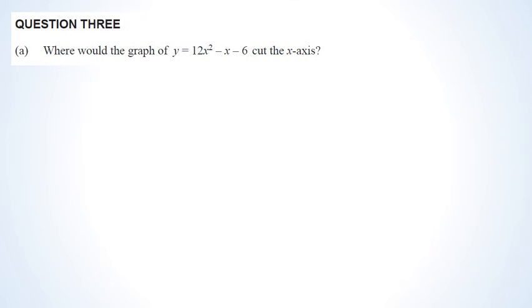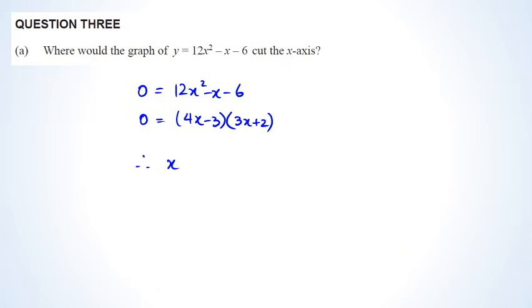Question 3a is asking you, where would the graph cut the x-axis? So all you're really doing is putting 0 equals 12x squared minus x minus 6. If you have a graphics calculator, you put that in a quadratic formula and solve for your two answers. For me, I know that if I factorize this, I'm going to skip that step a little bit. I'm going to get 4x minus 3 and 3x plus 2, which means my two solutions are positive 3 over 4 and negative 2 over 3, which is going to give me an achieved straight away.